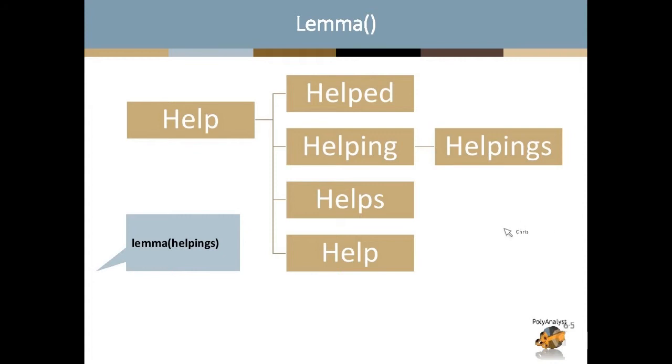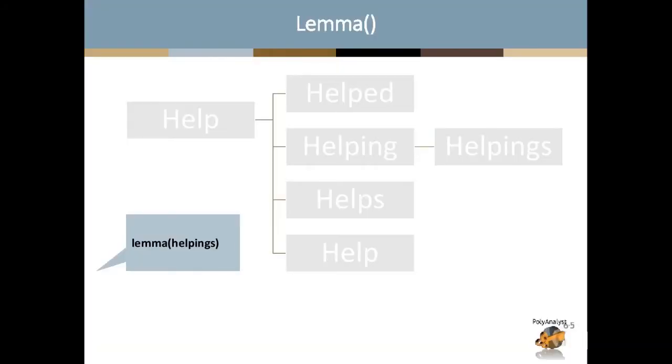So what happens if I look for the lemma helpings? I'll find nothing, because there is no lemma helpings. Helpings is a form of the lemma helping. So if I want to use helping in a lemma function and find all the children of helping, I need to make sure I use the actual lemma helping instead of helpings.